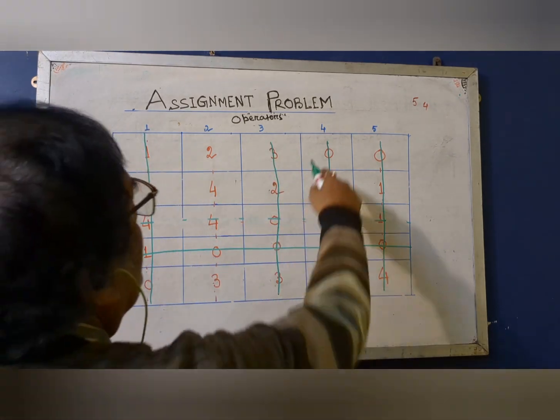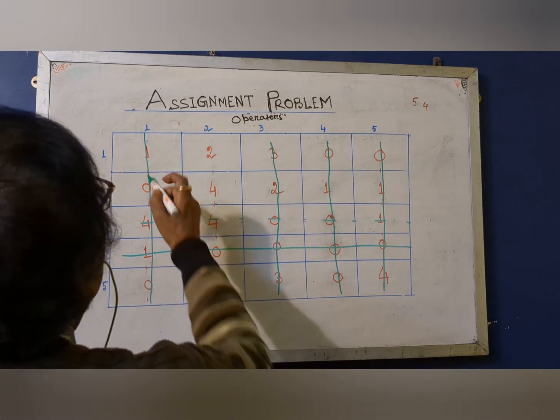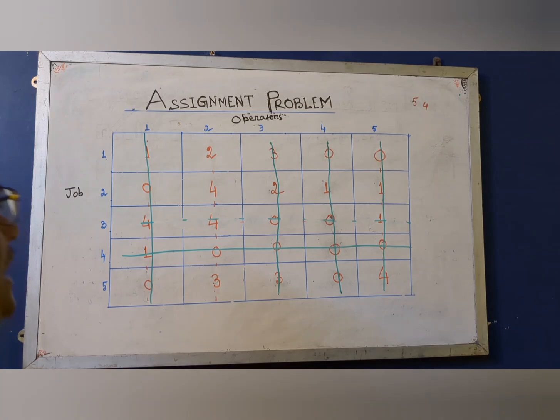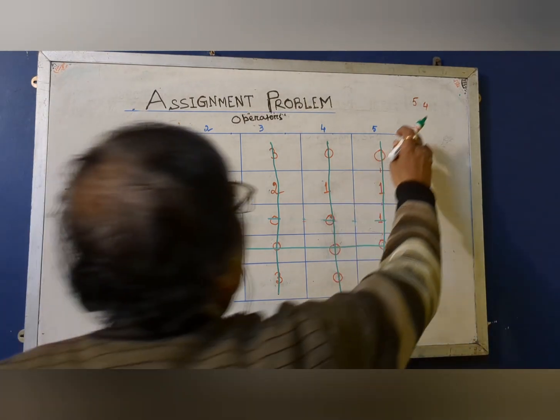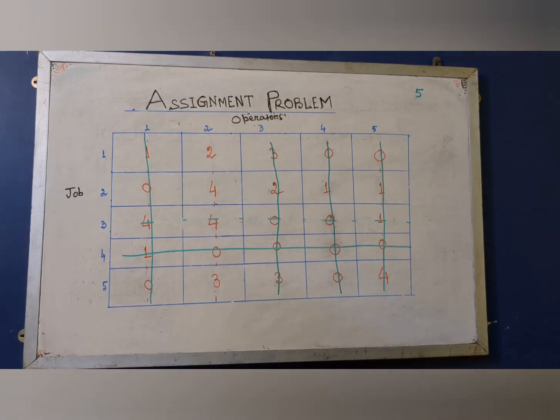Here this is also covered. All zeros are covered. How many lines are required? 1 2 3 4 and 5. 5 lines are required to cover all the zeros.